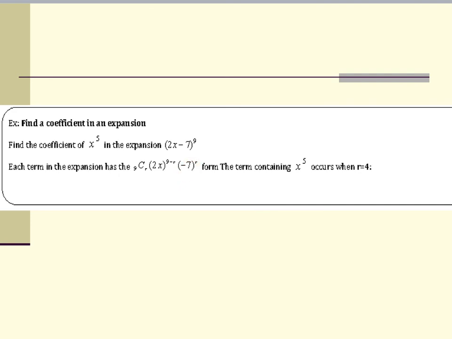So the term that would have x to the 5th, well, 9 minus what would be 5? That would be 4th. So our term occurs when r equals 4. So what we really want here is we want 9 choose 4. This number has to be the number you want as your x variable, so x to the 5th minus 1. So that's 9 choose 4, and if you put that in your calculator, you get 126.